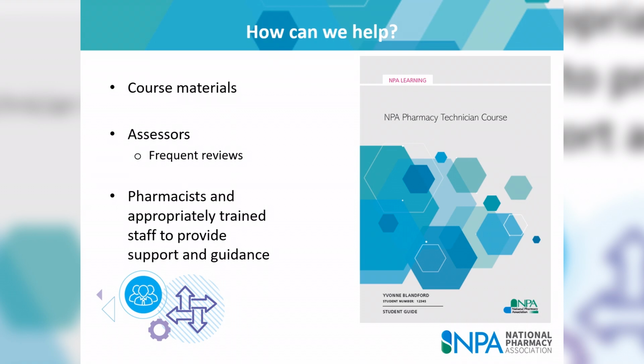Your student will also be assigned an assessor, who will work closely with them and will help facilitate the tracking of their progress through assessor reviews. If, however, your student is struggling with the course or has any problem with any aspect of their studies, do not hesitate to contact us. We have appropriately trained pharmacists and support staff who can support and guide you both throughout the course, during the NPA's normal working hours, via telephone and email.